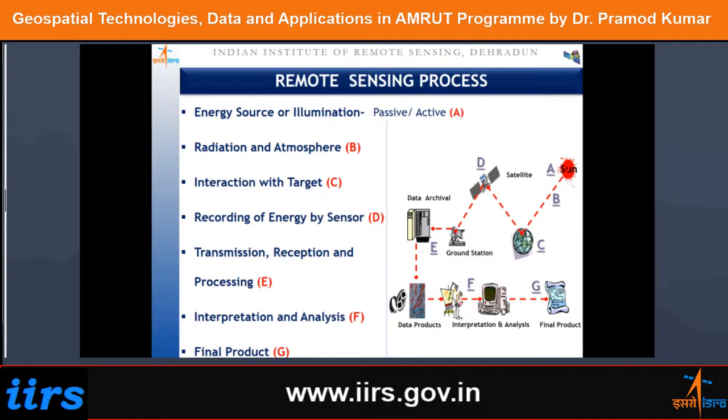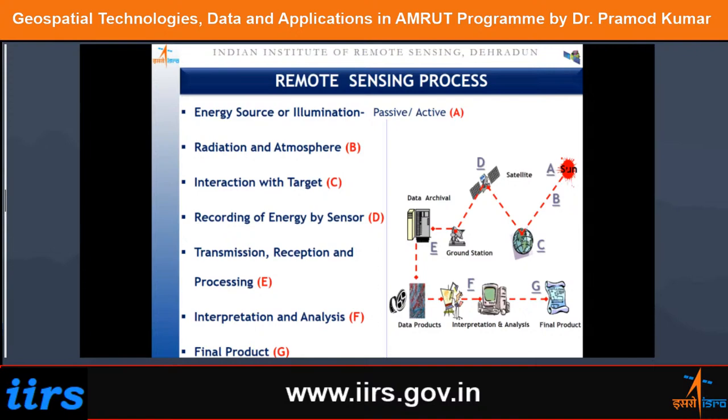In a single slide, I'll try to deliberate upon some of the fundamentals and the processes involved in remote sensing. As such, the sensor could be passive or active. But in general, in the AMRUT subscheme, we are largely dependent on the passive sensors, because of the need which can be fulfilled. The passive sensors are good enough.